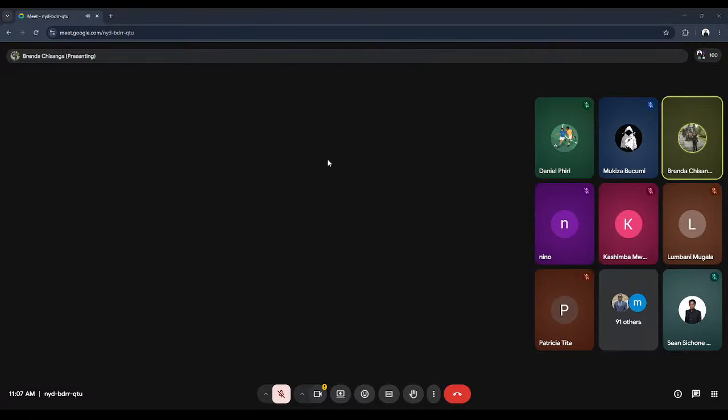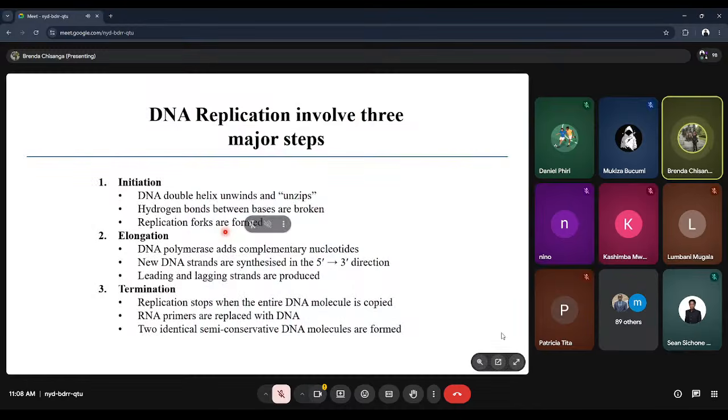Okay? And then, of course, when you break the hydrogen bonds, you're going to have a region that is going to be open. And that's what is referred to here as replication fork. We're going to look at them in detail, but for now, we are saying that replication has got 3 major steps. The first one is initiation. And the key feature in initiation is unzipping, breaking the hydrogen bonds.